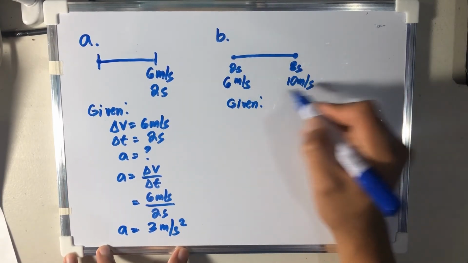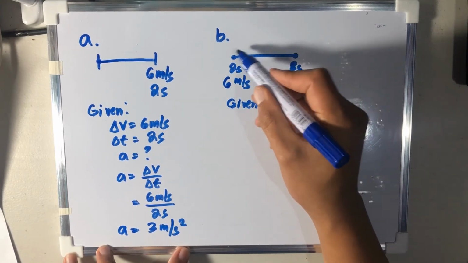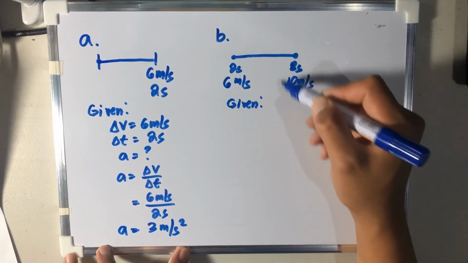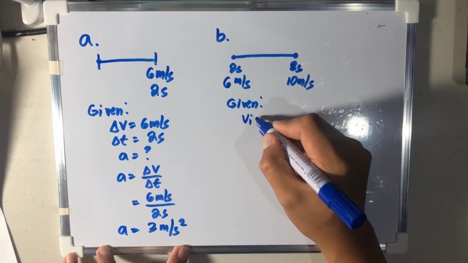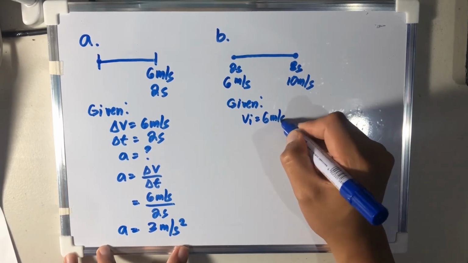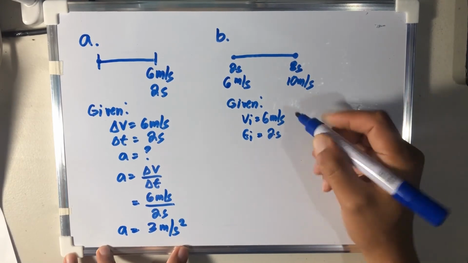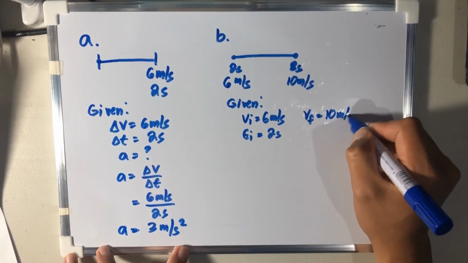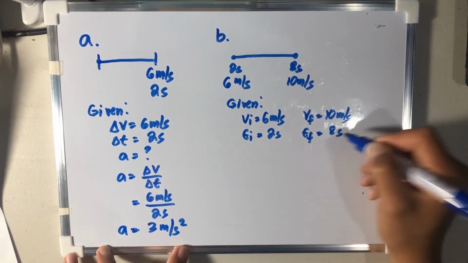the following. However, take note that at this point, which is the start of the problem, this will be the initial point. And then this will be the final point. Okay? So the initial velocity now is 6 meters per second. Then the initial time is 2 seconds. The final velocity is 10 meters per second. Then the final time is 8 seconds.